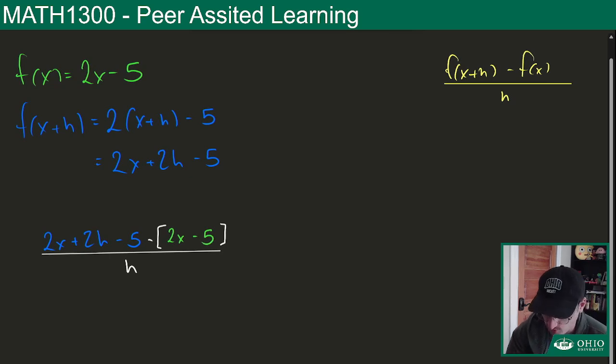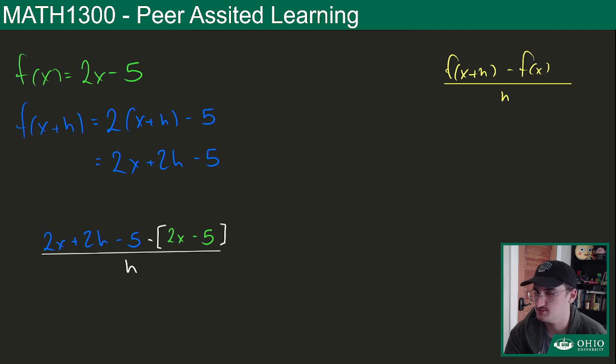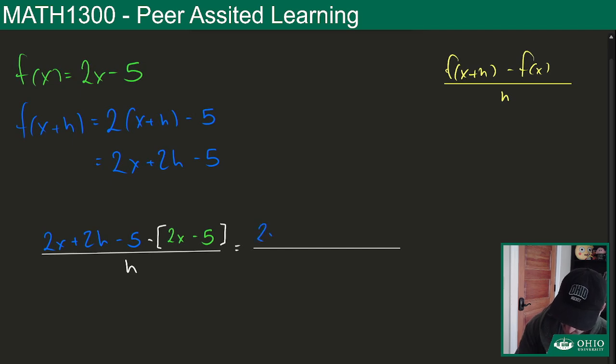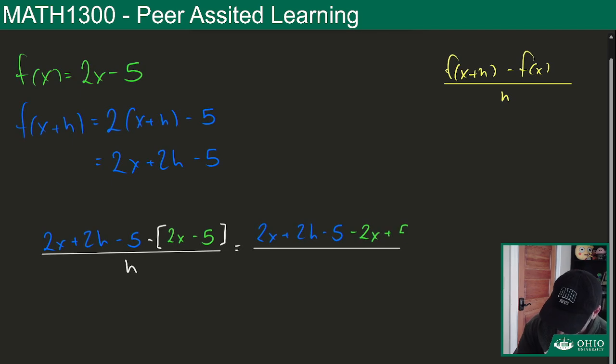Hopefully the colors can make it pretty clear to see where f of x plus h is and where f of x is. But now let's go ahead and drop those brackets, and let's actually see what the entire formula is going to look like. That minus sign distributes, I get minus 2x plus 5, and that's all over h.